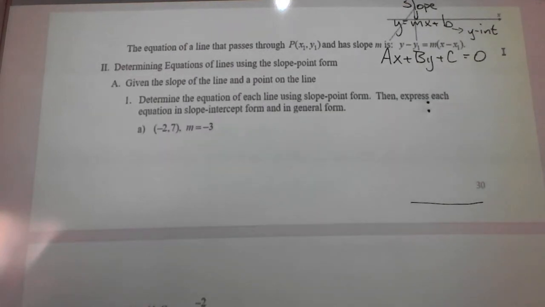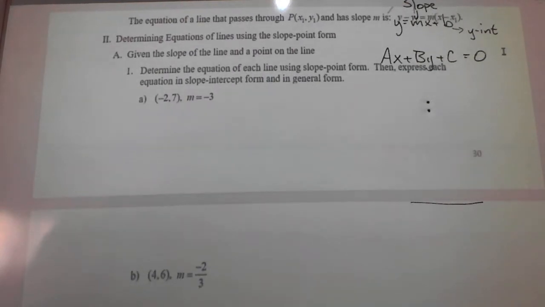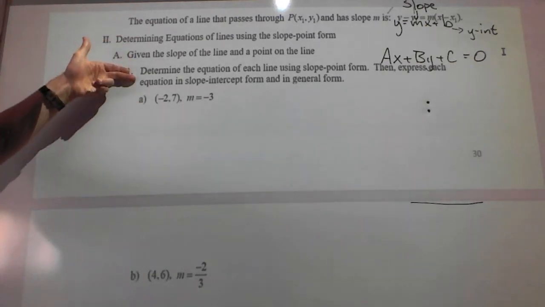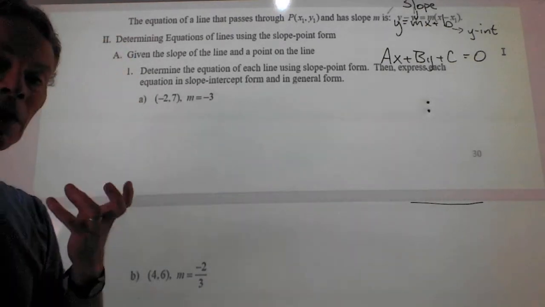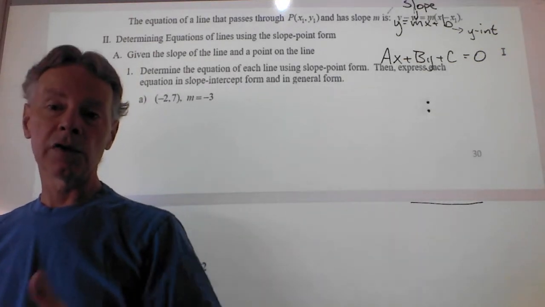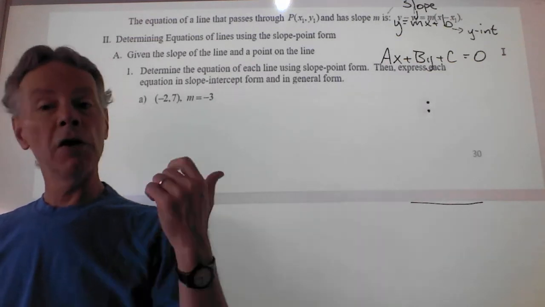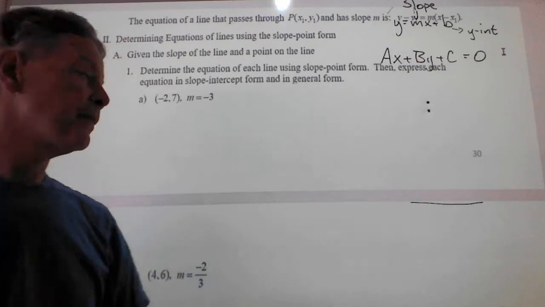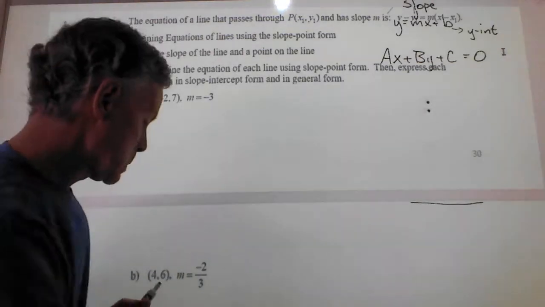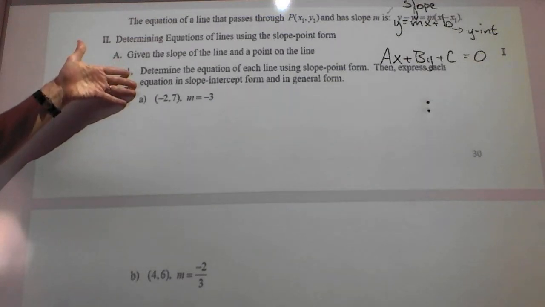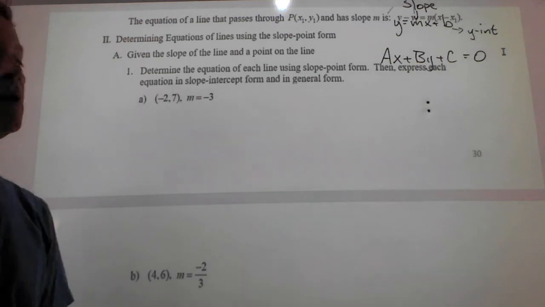So let's just practice a little bit with this. It says, given the slope of the line and a point on the line, so again, remember the name of it tells you what you need to use that formula. It's called the slope point form, so if you have the slope and you have a point, you can use it. Okay? So, determine the equation of each line using slope point form. Then express each equation in slope-intercept and general form.